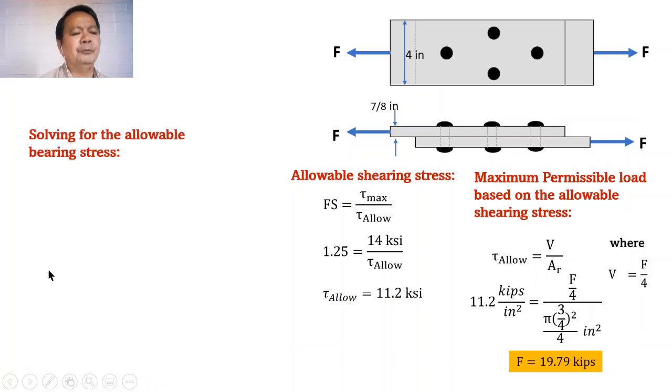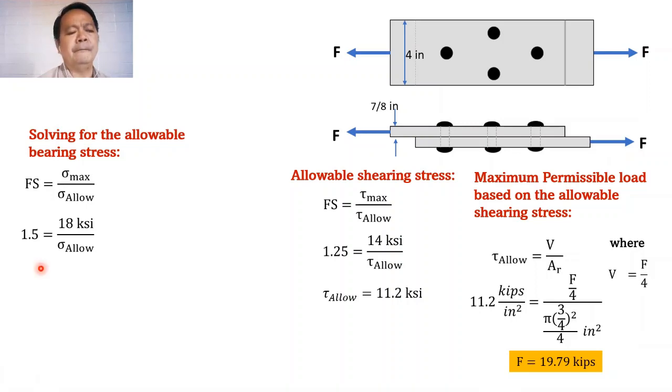However, if we are to consider the allowable bearing stress of the plate, knowing that there is a factor of safety of 1.5, and that the ultimate or the maximum bearing stress of the plate is equal to 18 ksi. Therefore, from here, we can solve for the allowable bearing stress of the plate, which is equal to 12 ksi.